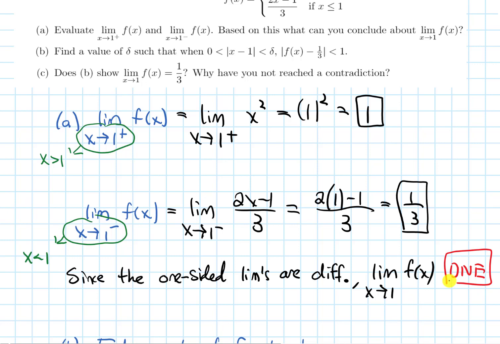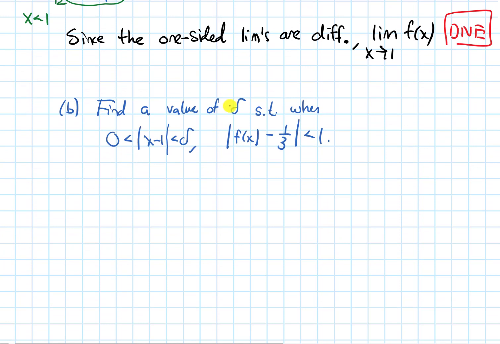All right, let's look at part B now. Part B is asking us to find a value of delta such that when 0 is less than the absolute value of x minus 1 is less than delta, then the absolute value of f of x minus 1/3 is less than 1. So this is one of those questions where it gives me a specific value of epsilon. The epsilon is here. It's 1. And it wants us to find a value of delta that sort of works, that'll guarantee that we are within this epsilon equals 1 window.